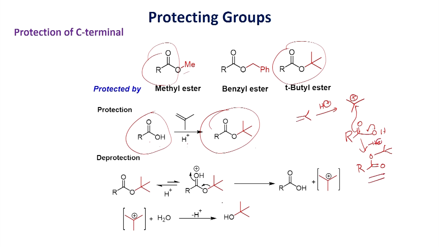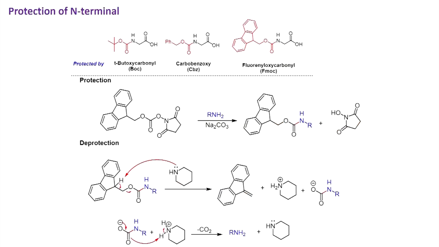So, after the reaction, you can also try to deprotect the ester using acidic medium, as shown here, the mechanism shown. In this way, you will be able to regenerate the carboxylic acid. So, we have just seen how you can protect the carboxylic functional group of an amino acid: you can convert it into an ester, and after the reaction, you can do hydrolysis and get back your carboxylic acid.